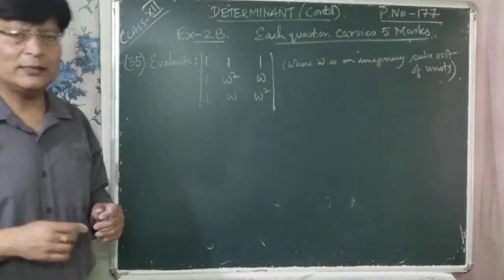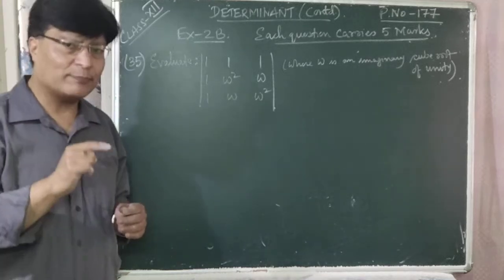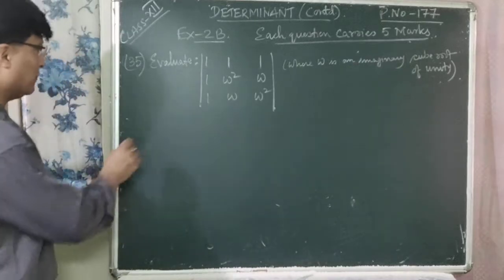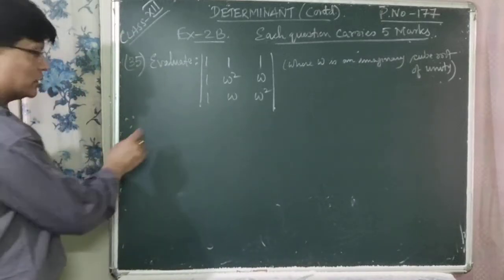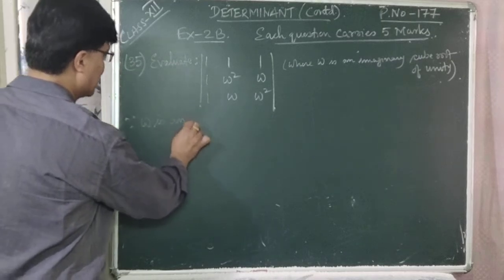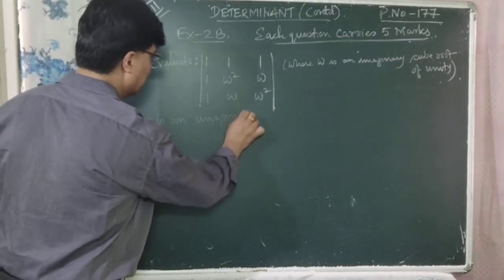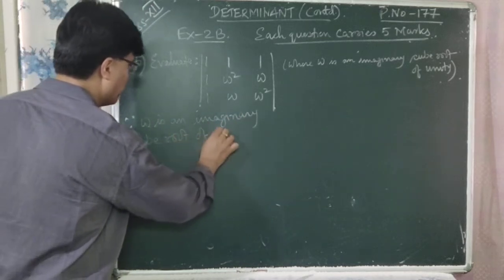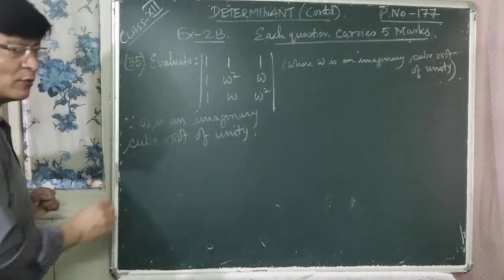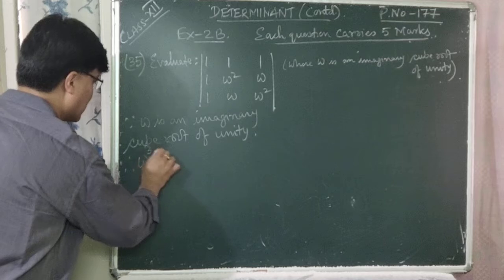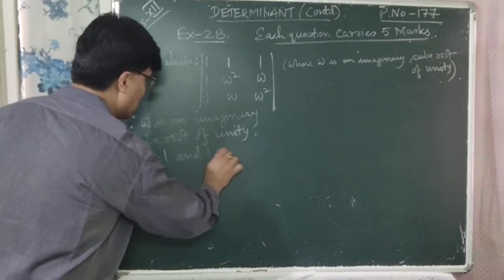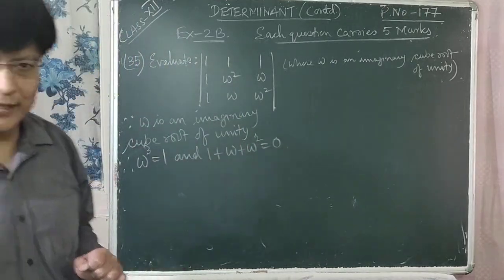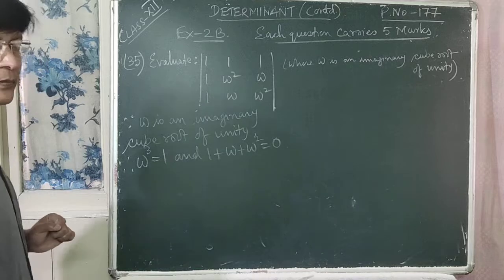Okay, so what is the formula? Omega cube is equal to 1 and 1 plus omega plus omega square is equal to 0. Is that right? So you should write down this formula first. Okay, since now this is the solution. Since omega is an imaginary cube root of unity, therefore omega cube is equal to 1 and 1 plus omega plus omega square is equal to 0. Right? Is that clear now?